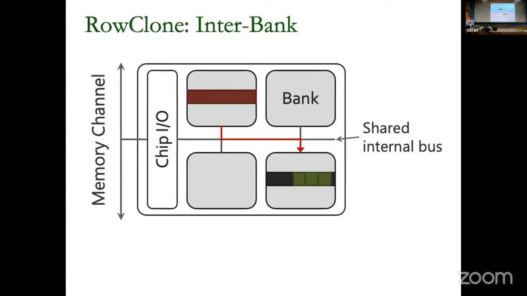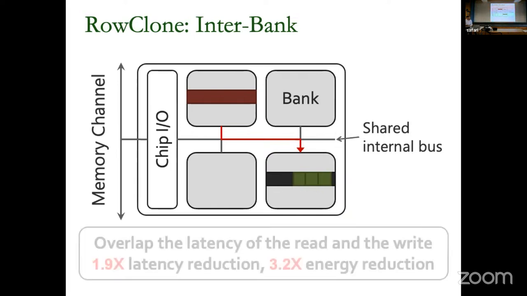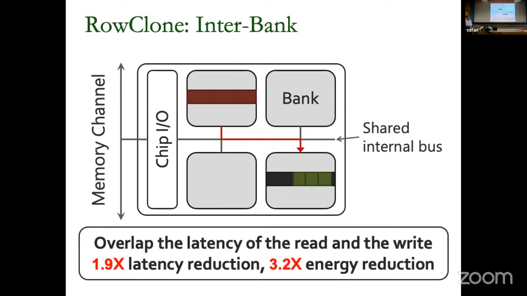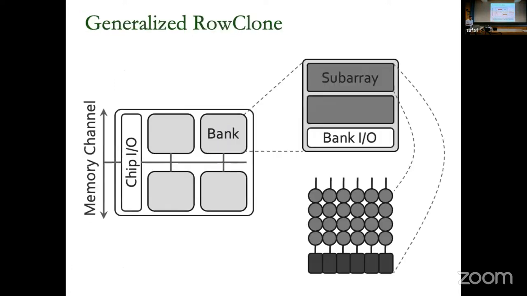In the slides here, maybe you cannot see clearly, but the underlying mechanism behind this is the same as the one that I just explained. Everything is based on this concept of charge sharing. So again, you improve latency and reduce energy compared to a baseline CPU system. So you can generalize this. If you want to move data inside a subarray, we are going to issue two activate commands to the source and destination row inside the subarray.